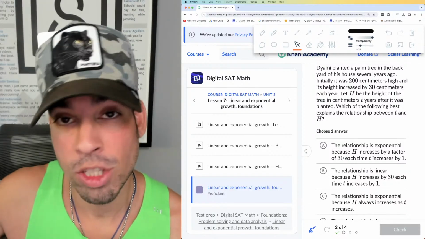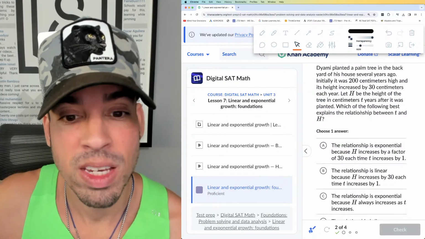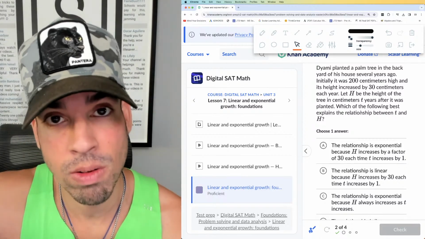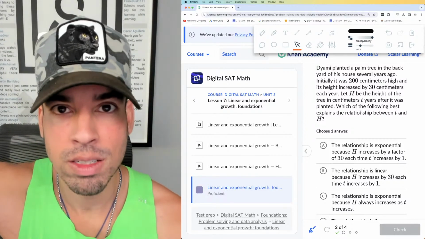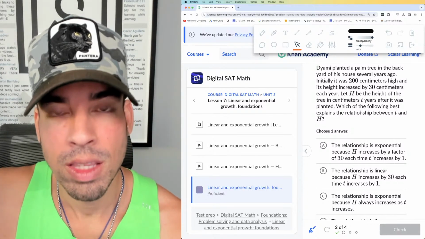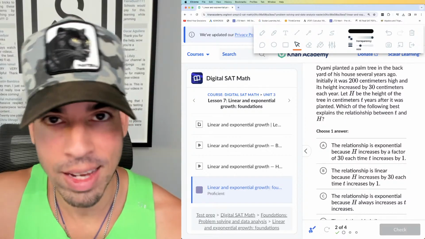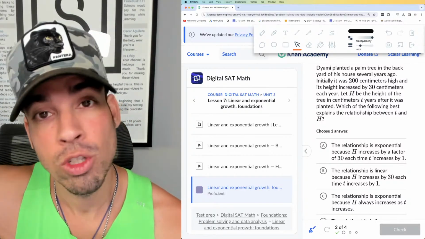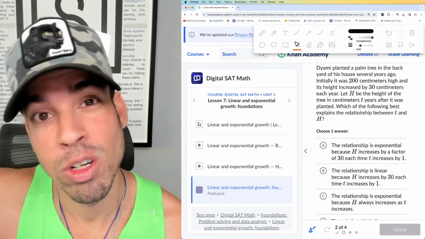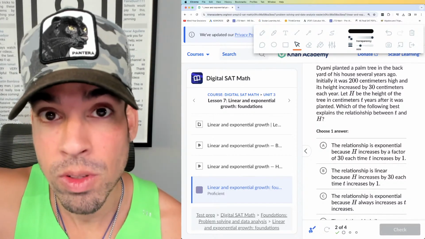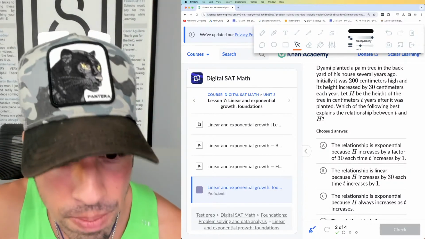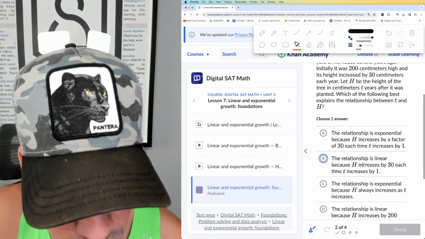If, just to contrast it, it said it increased by 30% every year, now we're talking about exponential, because 30%, even though that value stays consistent, the amount it changes by changes as it increases. So for example, you start at 100, 30% is 30. Now you're at 130, 30% is now 39. You see? So the rate of change is actually growing. So that's the idea. But anyways, it's linear because H increases by 30.